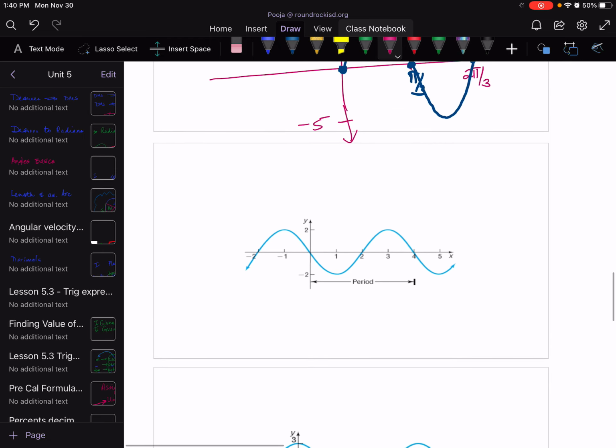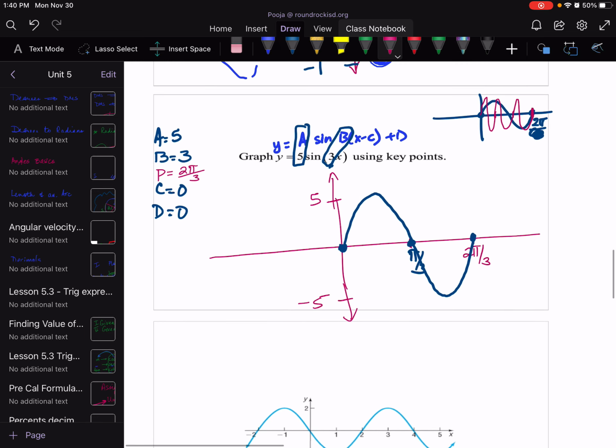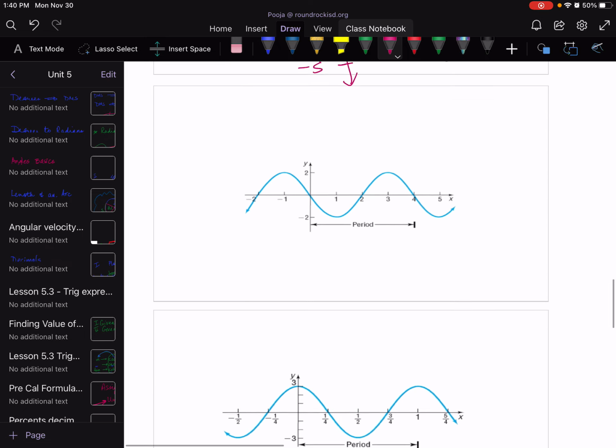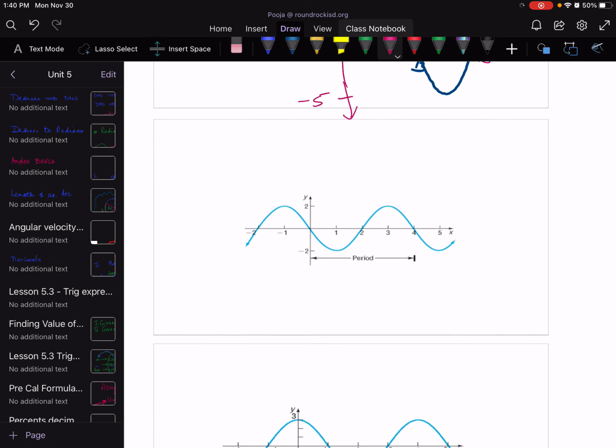And the last topic is, can I do it backwards? If given a graph, can I come up with an equation? Because over here, we were given an equation, and we were trying to come up with a graph. Can I do it backwards? I can put an equation together if I know A, B, C, D. Same. If I can find A, B, C, and D, then I can put together an equation.